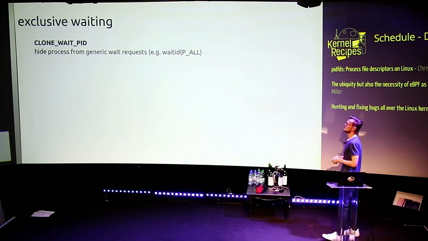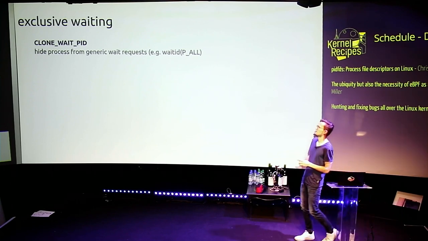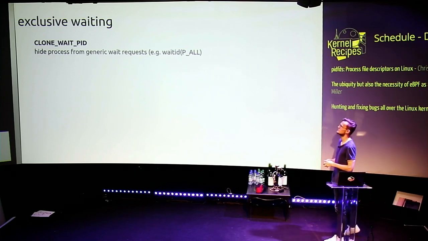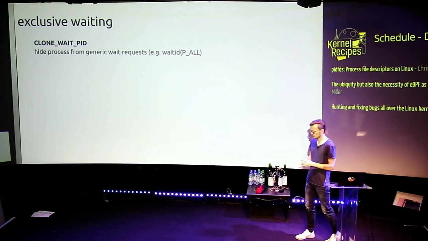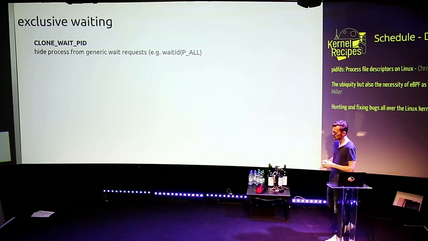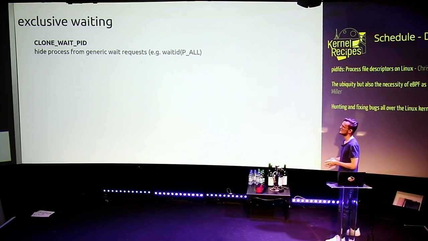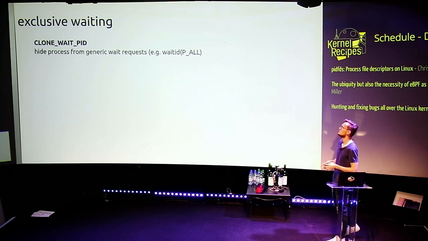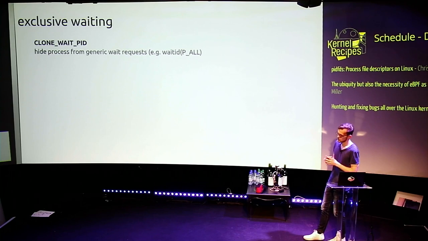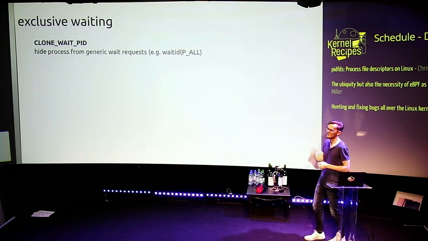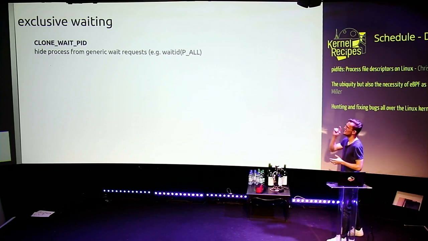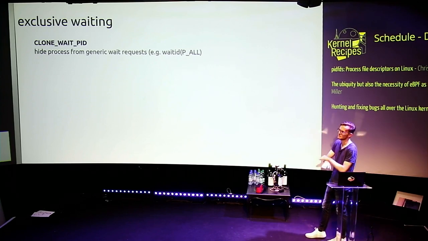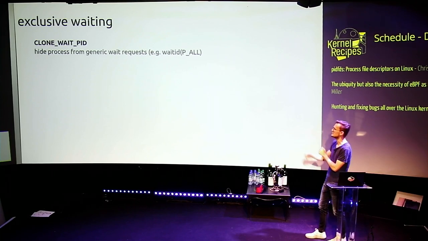And exclusive waiting. I think this is a big piece that is missing, and I keep mulling over the semantics for this, which is at process creation time, I want to say this process referred to by this PIDFD can only be waited upon through PIDFDs. And once that PIDFD is gone and that process exits, it gets auto-reaped. It also hides it away from generic wait requests, which means if you're in a program that has a generic event loop and you fork off a helper process, you might want to set a clone wait-PID flag because it means you won't appear in the waitid syscall of anyone else, which means you can now fork off invisible helper processes nicely.